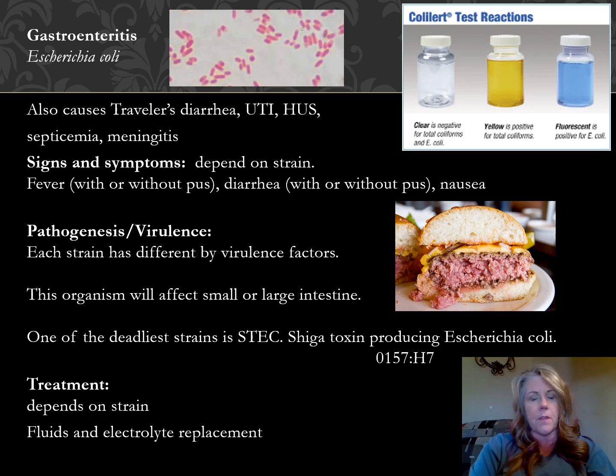Now, like I said, for the pathogenesis and virulence, each strain actually has different virulence factors, and they are wide and varied in E. coli. But overall, it's going to affect the small and large intestine. One of the deadliest strains is in the group, one of those 4, that is called STEC, and that is Shiga toxin producing Escherichia coli. That's what the STEC stands for.